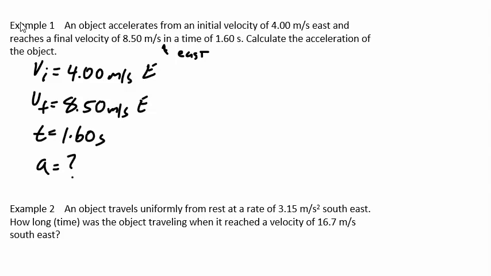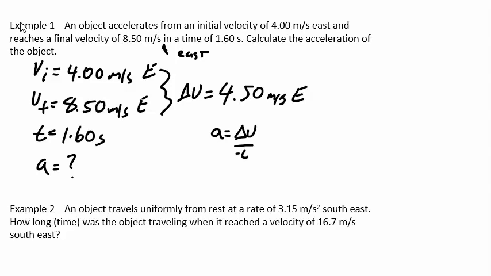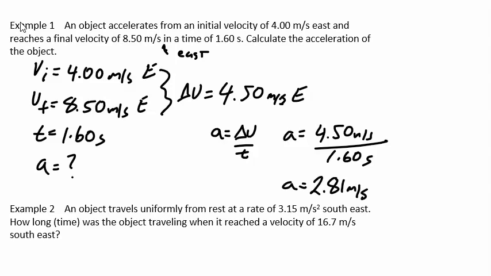Okay, well, there's no formula that specifically has these four things. However, these generate what we call the delta V, the change in velocity. That change in velocity is 4.5 meters per second in the east direction overall. So A is equal to delta V over T, or 4.50 meters per second over a time of 1.60 seconds. So when you calculate that out, you wind up with an acceleration of 2.81 meters per second squared, east as your acceleration.